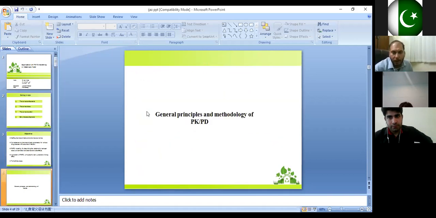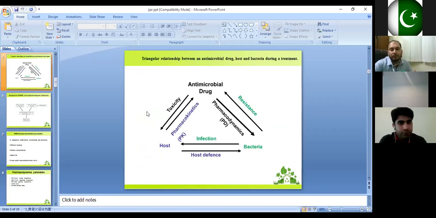Now I'm coming toward the general principle and methodology of PKPD modeling, like pharmacokinetics and pharmacodynamics. So what are the principles? This is the figure from my own review paper.